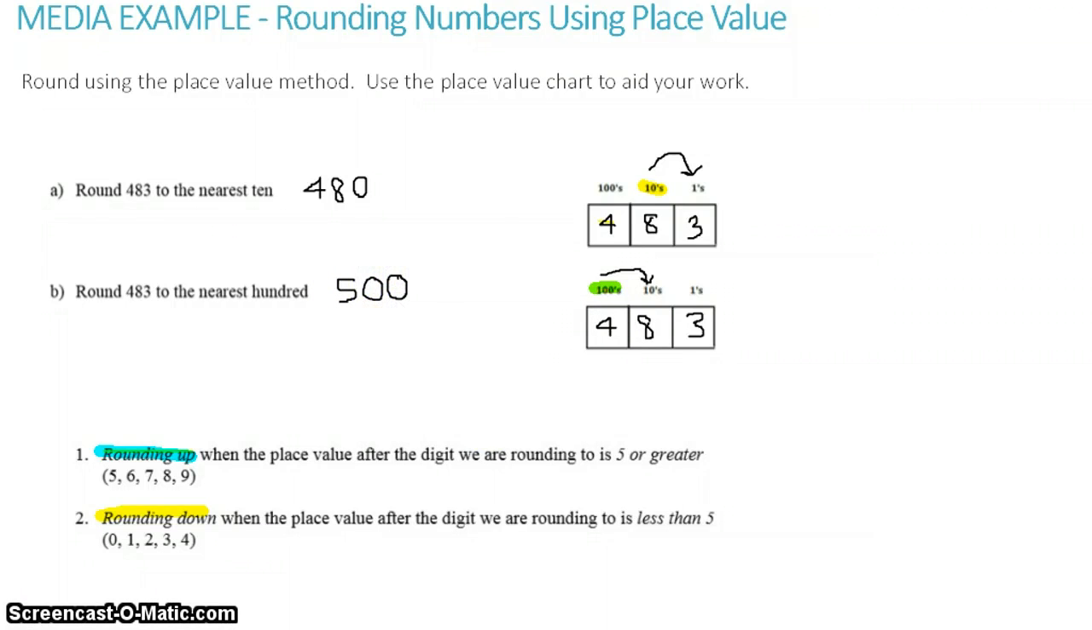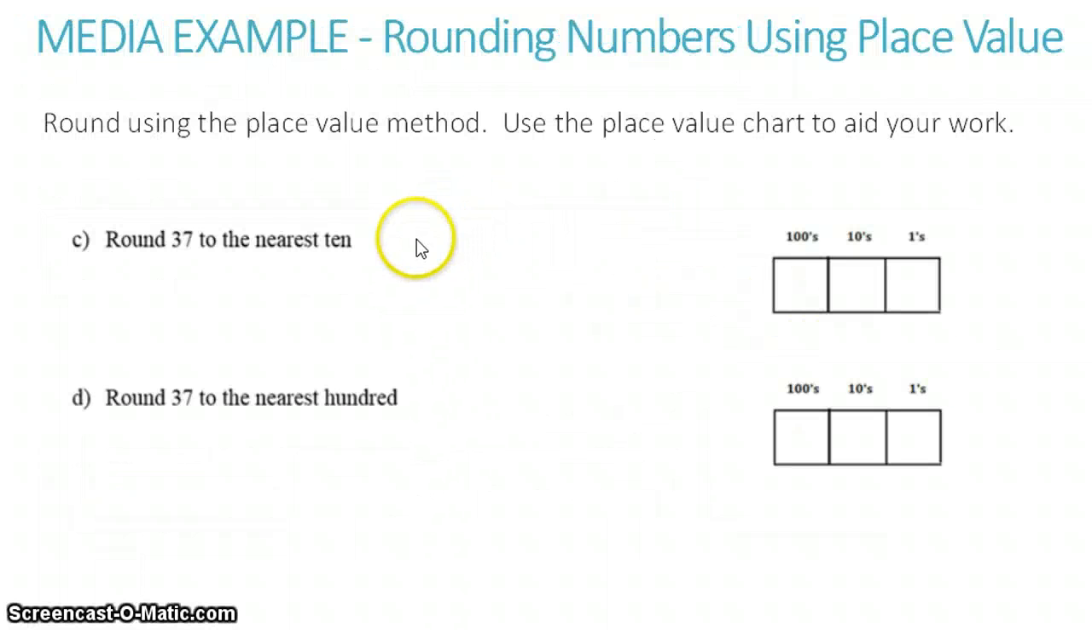Let's look at the next example. Round 37 to the nearest 10. So let's put this in our place value chart. 37. We're going to round to the nearest 10. Here's our tens place. The digit immediately to the right is a 7. So since 7 is 5 or greater, we're going to round up.